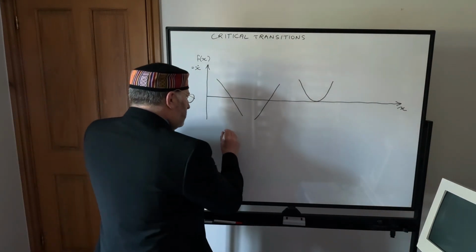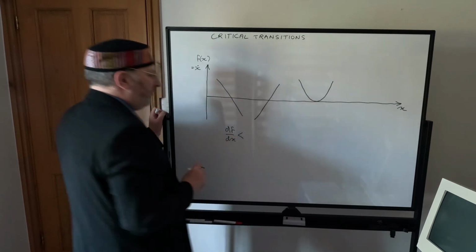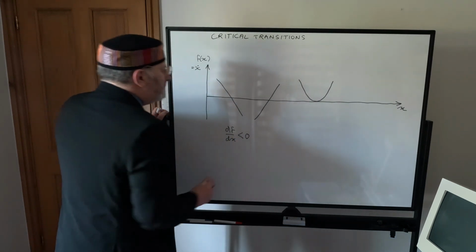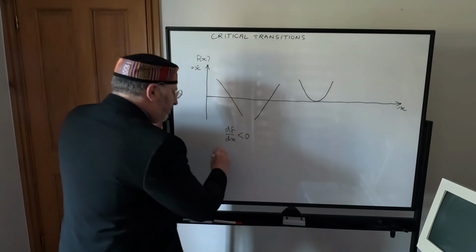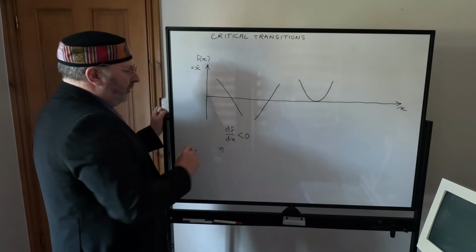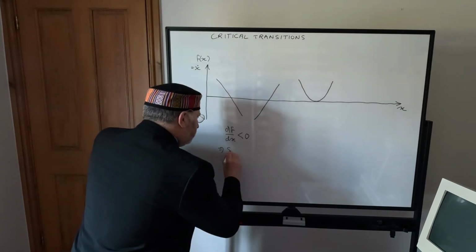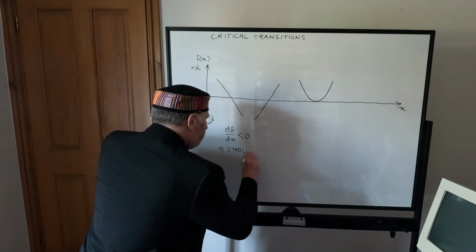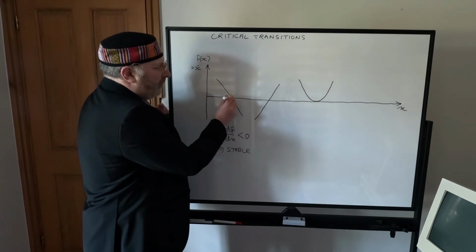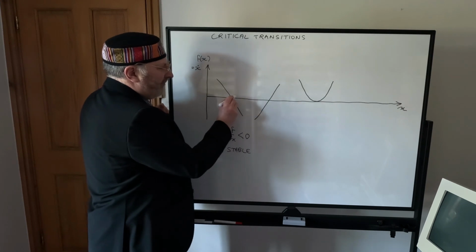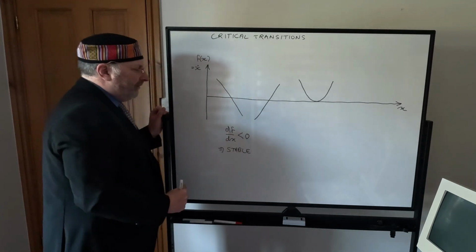So we can say that when df by dx is less than 0, the slope of the function f is less than 0, then that implies an attracting fixed point. And we'll now start calling this a stable fixed point. So it's stable because if the system is at that fixed point and then some kind of disturbance knocks it away from the fixed point, it will move back towards it. So it's stable. It tends to stay where it is.